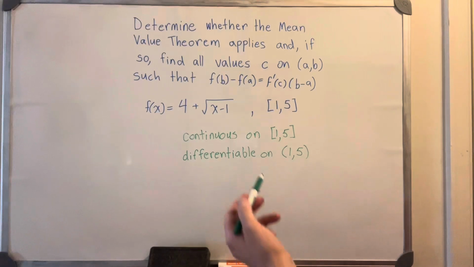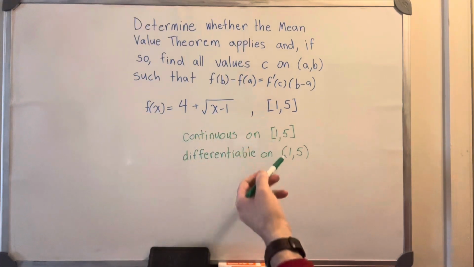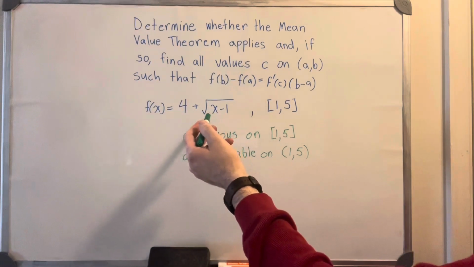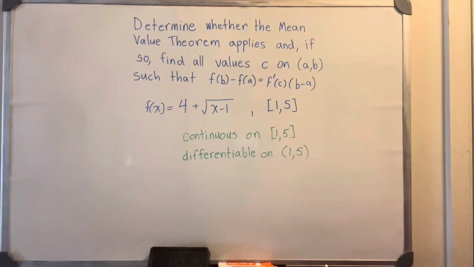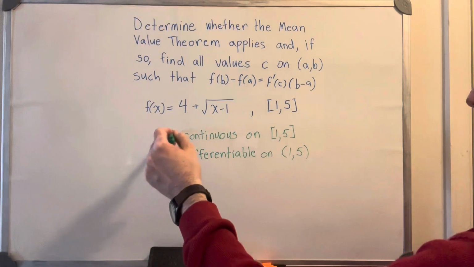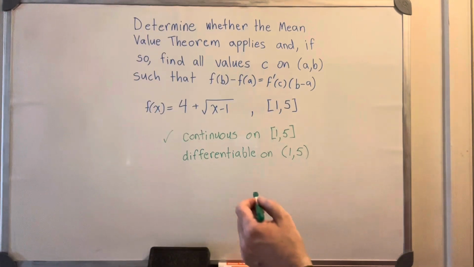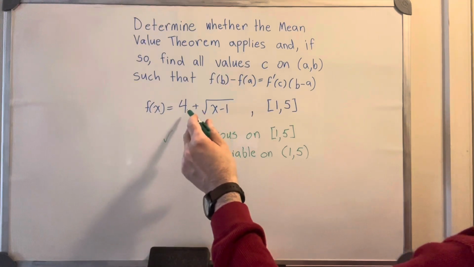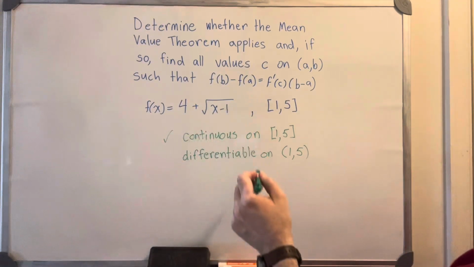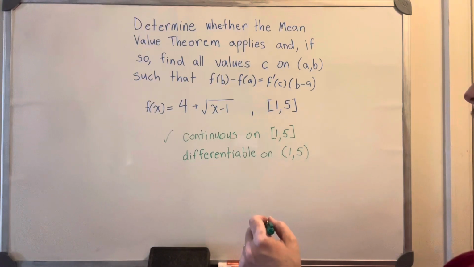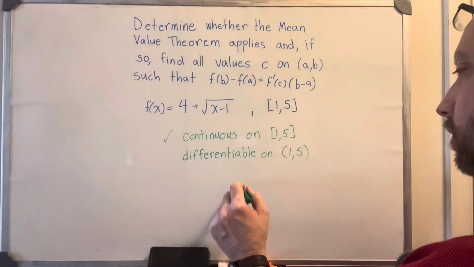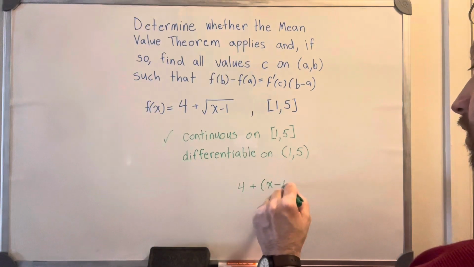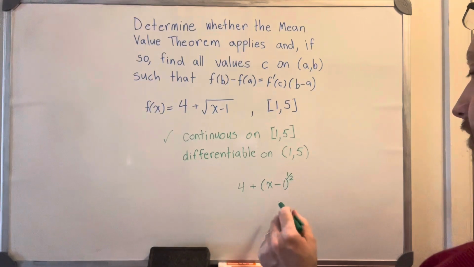And you can prove that for every value in this closed interval, the value of the function is the same as the value of the limit. So this function is continuous on this interval. For the differentiability, let's find the derivative and make sure it exists. What's the derivative of 4 plus the square root of x minus 1? Well, this is the same as 4 plus (x minus 1) to the 1/2.